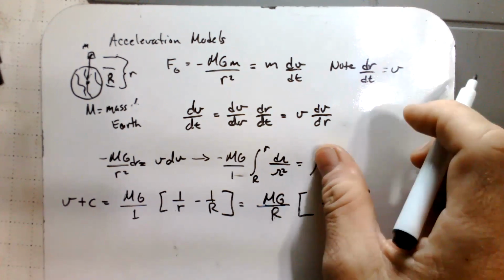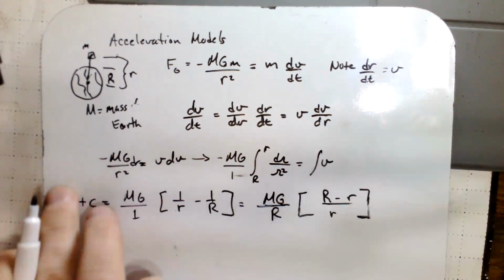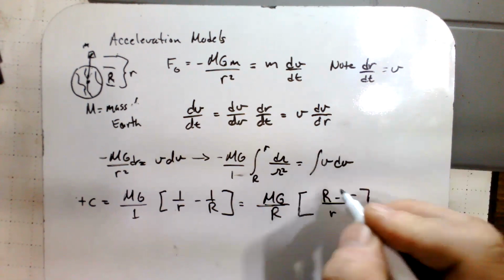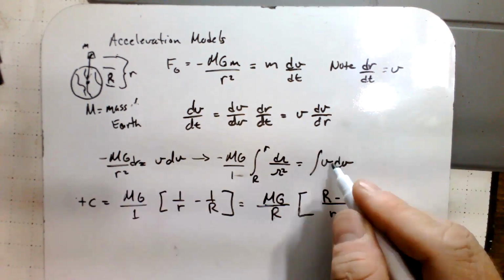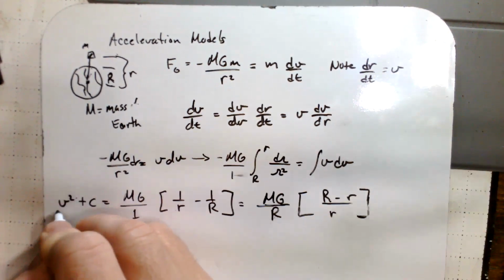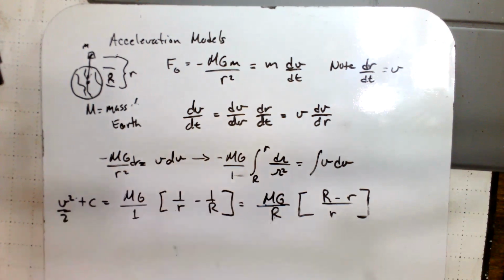There should be a v there as well. Oh, I am making all kinds of mistakes there. There we go. There it is, v dv. All right, and then integrating that, you're going to get v squared over 2 plus c. There we go. That looks better.